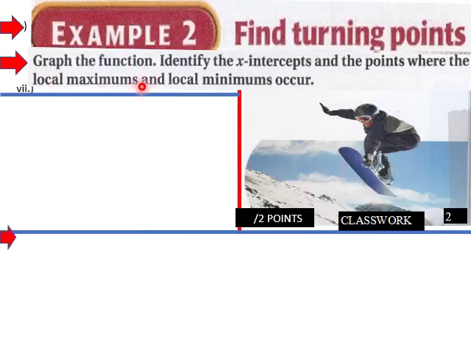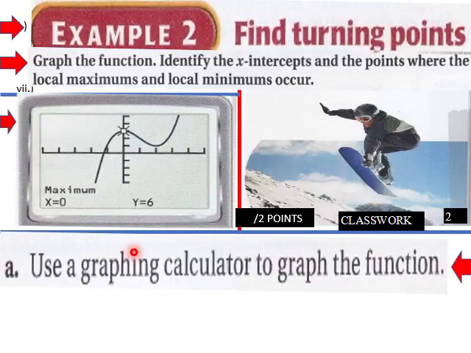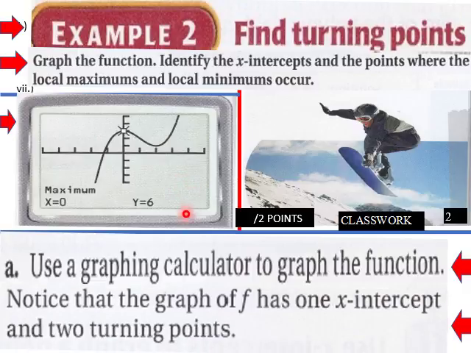So example 2 here, graph the function, identify the x-intercepts, points where the local maxes and local mins occur. So we have a third degree polynomial here. And using a graphing calculator, this is what this polynomial looks like when you throw it onto a graph. We have a y-intercept here at 6, and then we have a local min here. This will be your local max. Local min is what it looks like.